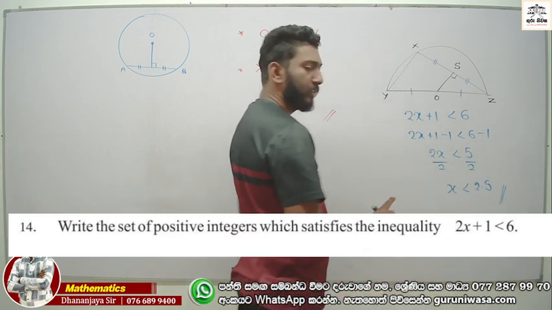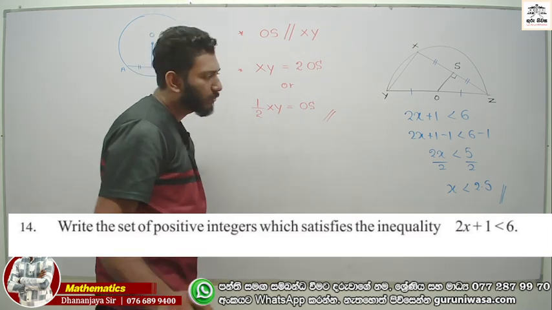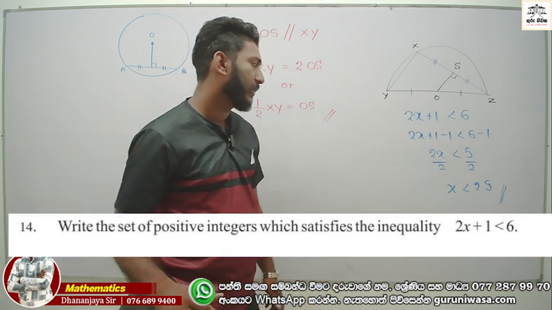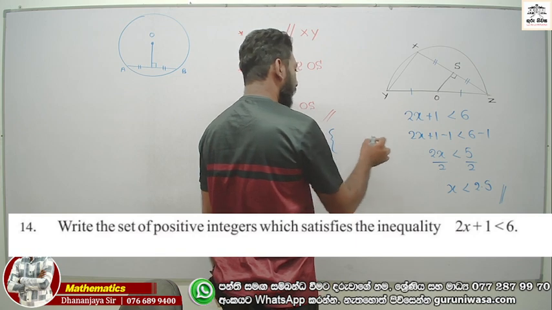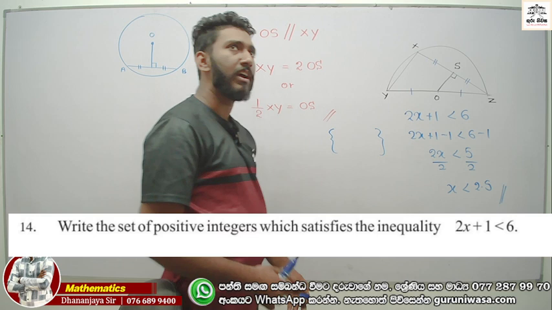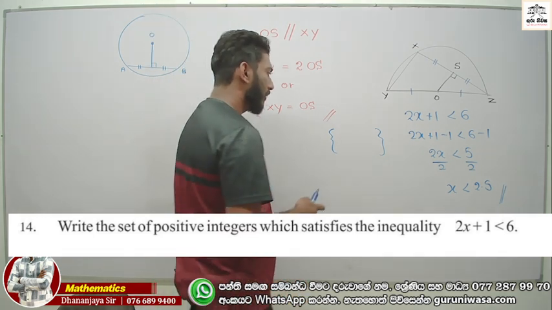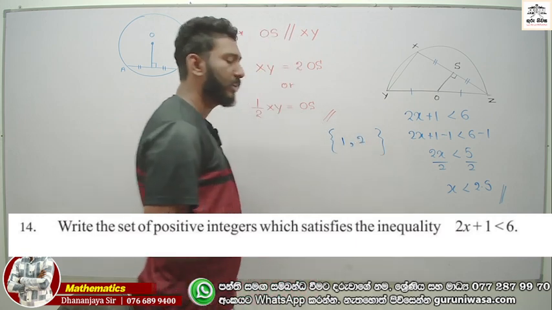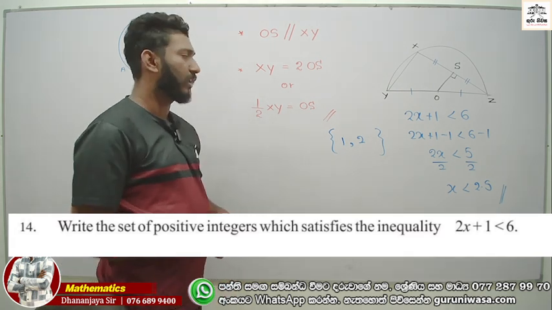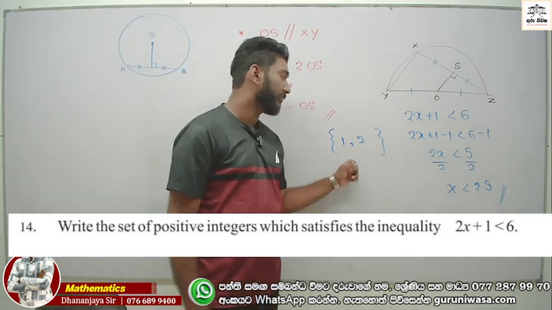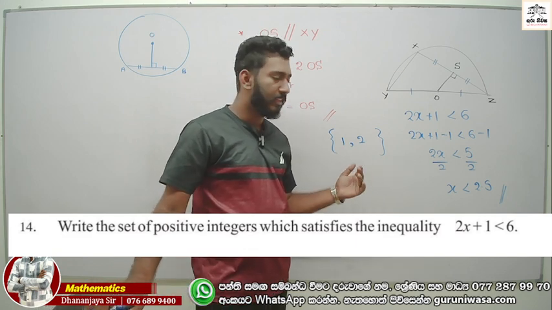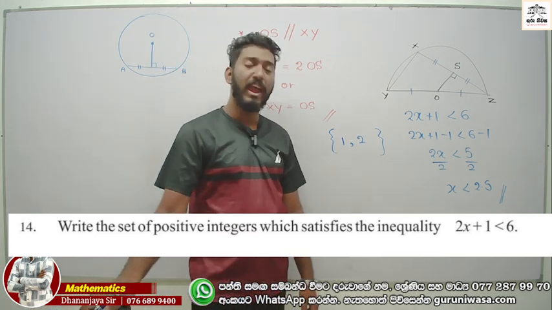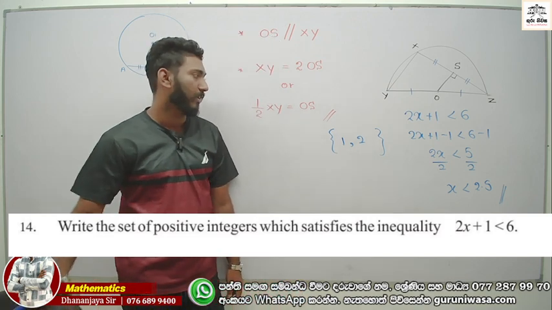But this was not the answer. 2.5. x is less than 2.5. Now what are the sets? You can write it in curly brackets. It must be less than 2.5. Now that should be 1 and 2. 0 is not positive, my son. Just only 1 and 2. That is the set of positive integers. Therefore, the positive integers are 2 and 1. You cannot write 0, right?